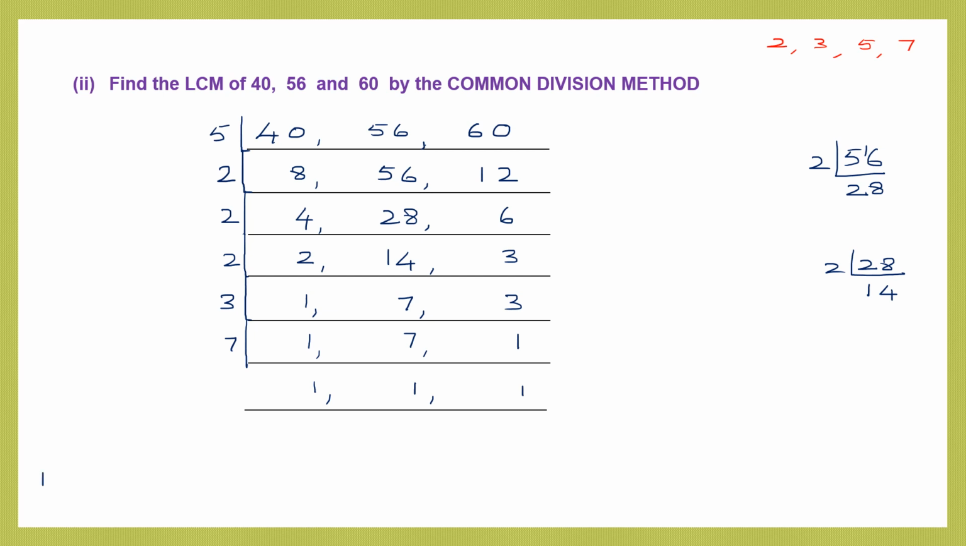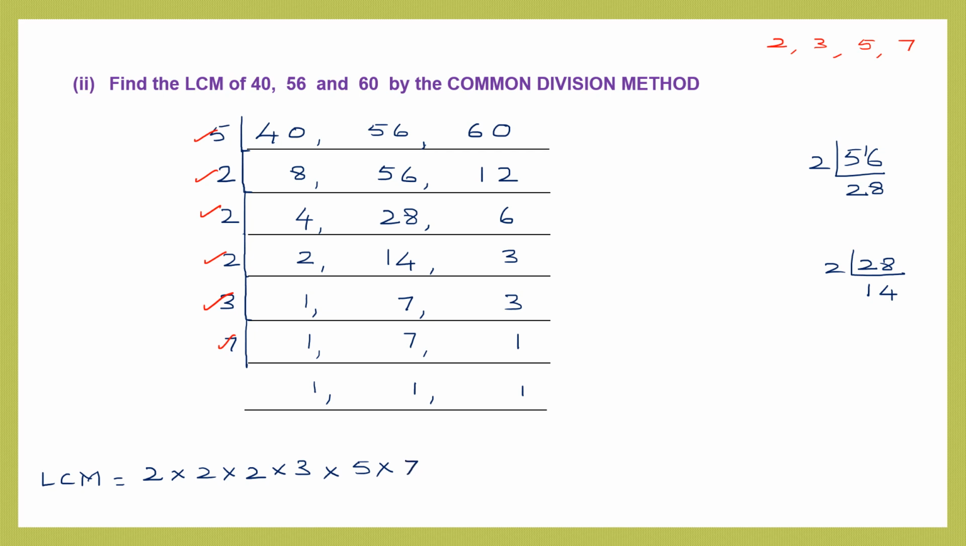Now my LCM. Okay, I'm going to use all these numbers. Let me count how many 2's are there first. 1, 2, 3. So there are 3 2's. Let me write the 2's first: 2 into 2 into 2. Then let me write the 3. So there's 1, 3. Then let me write 5. So 1, 5 there. And into the last one is 7. So if I multiply all these, I will get my LCM here.